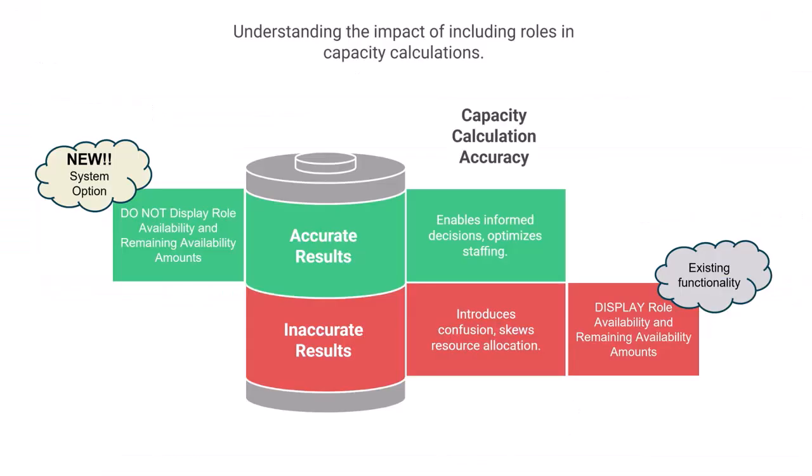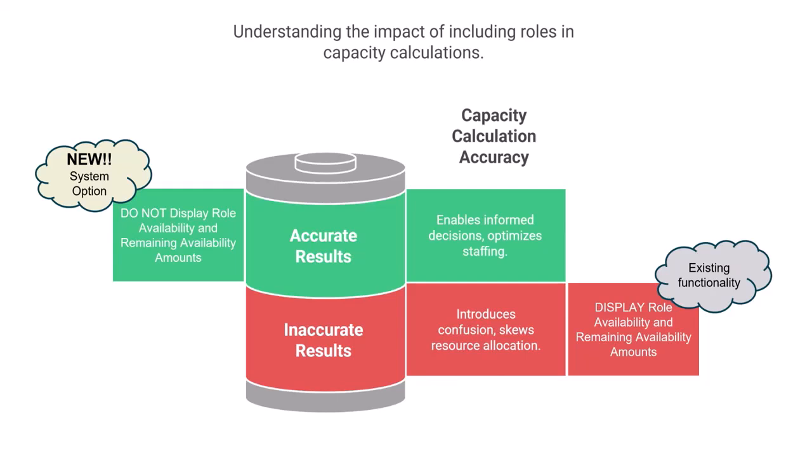Staffing managers rely on accurate capacity calculations to ensure they have enough resources to meet investment demands for work. Since roles don't directly correspond to individual availability, including them in capacity calculations would lead to inaccurate results. By eliminating the potential for confusion caused by roles in capacity calculations, staffing managers can make more informed decisions about the demand for work from both named resources and roles without including the role availability in the capacity calculations.